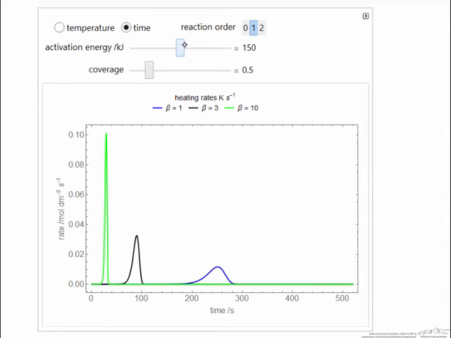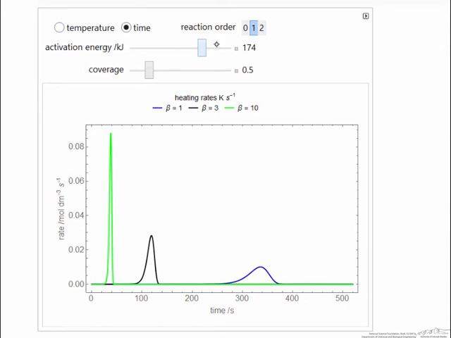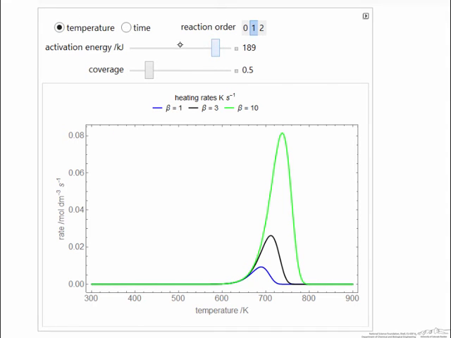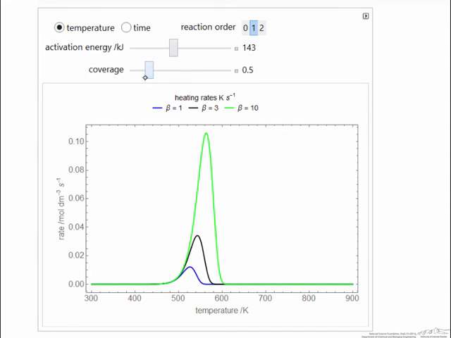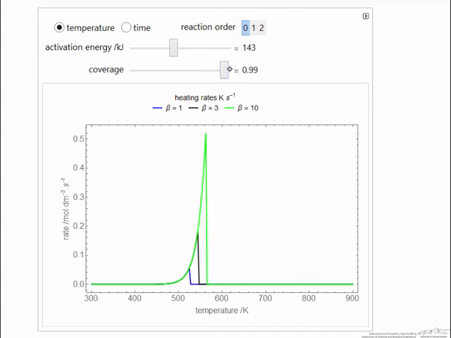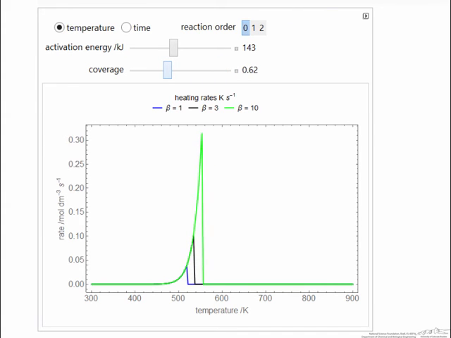As we change the activation energy, then we shift these to higher temperatures for higher activation energy. On a temperature plot, we can see the behavior. If we change the coverage, then what we're changing is the scale here. In first order, it's not a significant difference. They just look bigger. But for zero order, as we change the coverage, then the peaks actually move to higher temperature. Second order, it's the reverse.